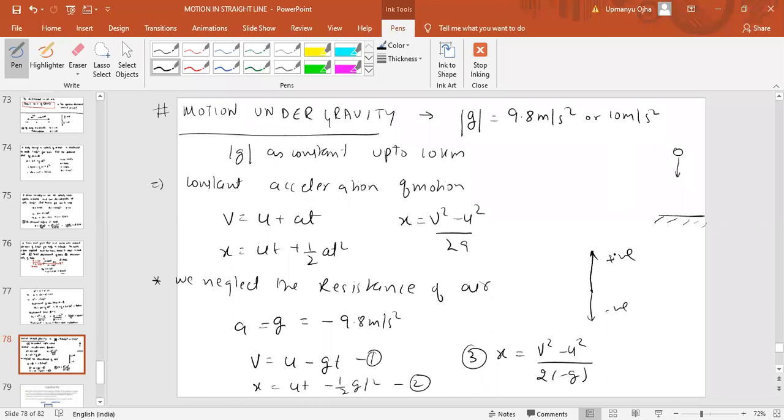I'm telling you again, keep in mind that whenever you are dealing with motion under gravity, it is always vertical motion. Second point, a should be minus 9.8 meter per second square or minus g. And x is the displacement of the particle. Fine. So I think time is up.